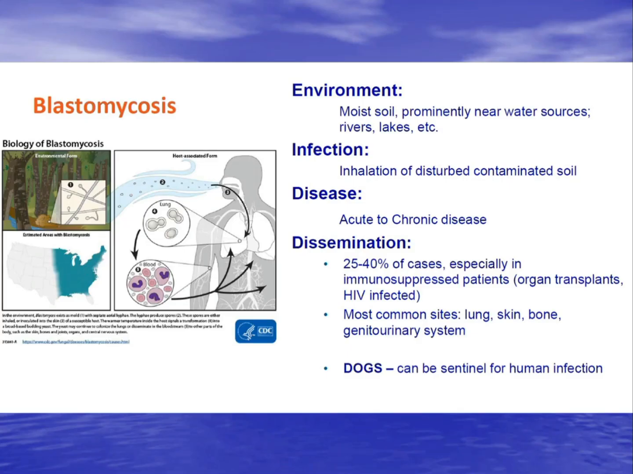So remember, the blasto is the dog and the human. There's a story of people going hunting with their dogs. So dogs are sentinels. So that's the board question, more than histo or cocci. And then you're around rivers, lakes, and all those places in the Midwest. And if you're immune suppressed, of course, it can disseminate. And then it can become chronic and mimic a cancer. Next.